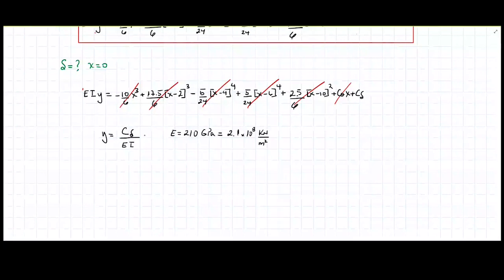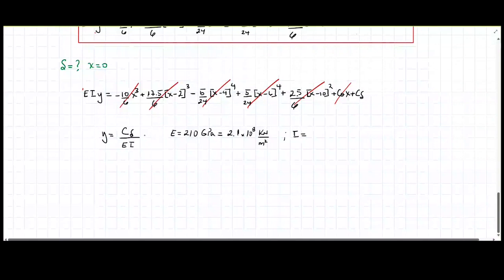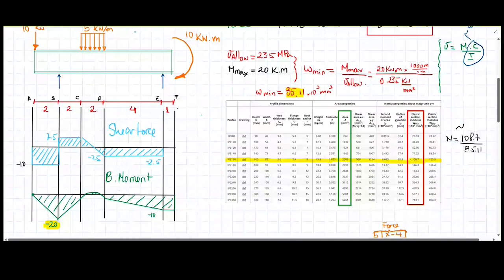Then I'm going to need I, the inertial properties of the section, and that I is going to be tightly related to the section that you chose here, which is this one here. Let me put another color. I chose an IPE 160, and then the inertia properties of that are going to be this one here. That's going to be 8.693 times 10 to the power of 6 millimeters to the fourth.